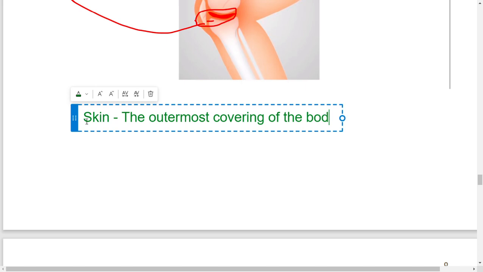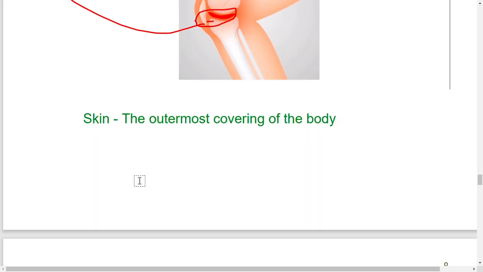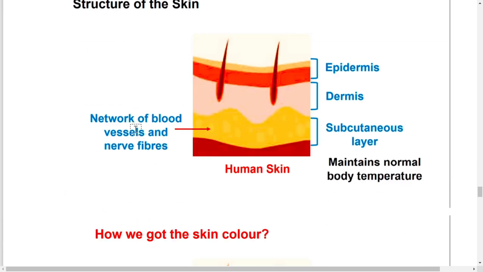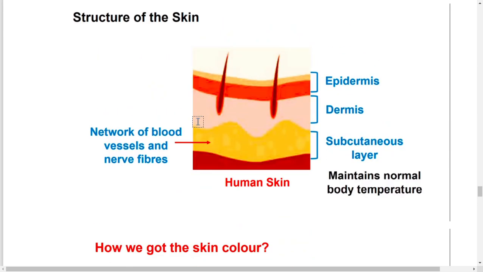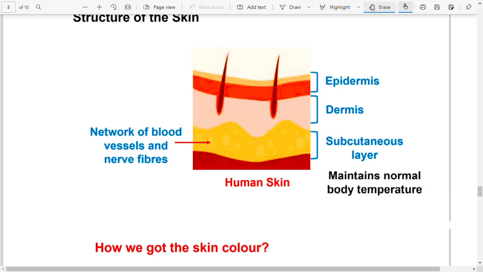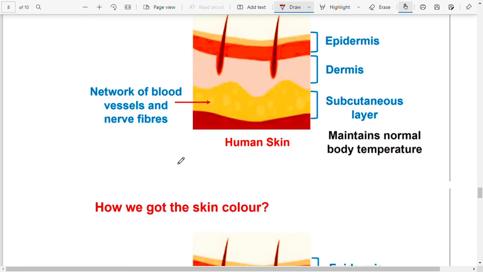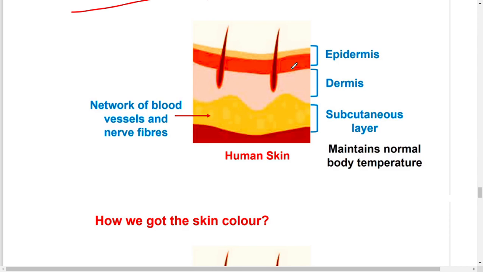Okay. Now, the structure of the skin. Now we are going to study the structure of the skin. Look here. Pay attention now. Human skin is made up of two main layers. We have two main layers.